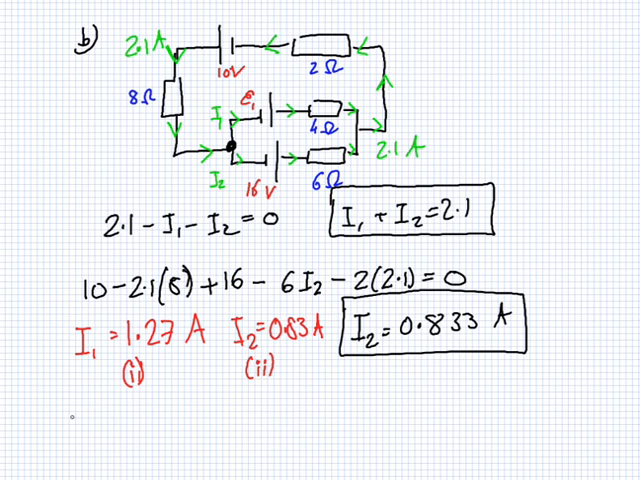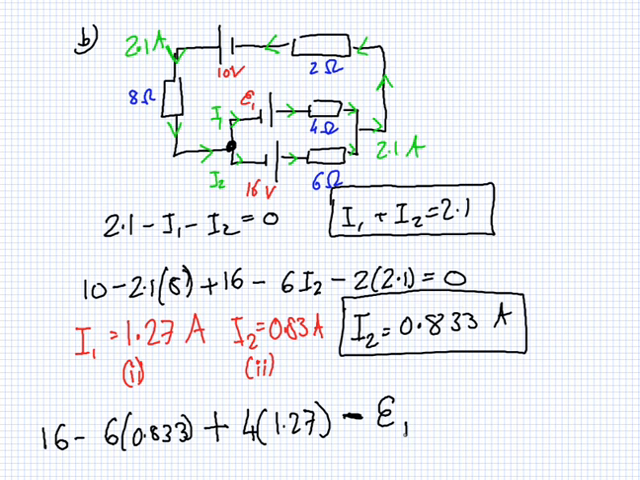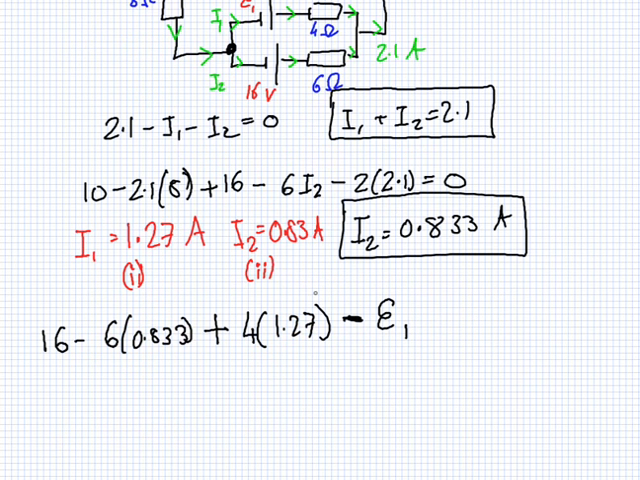So we'll start with the 16. 16 minus 6I2 plus 4I1. Now if I'm going this way around, this is a subtraction of E1 equals 0.